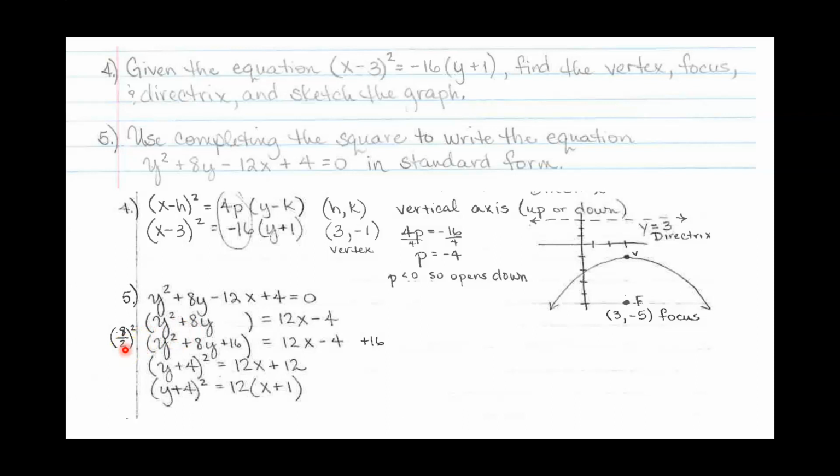Coefficient of the middle term, 8, cut in half would be 4, squared would be 16, so I'm going to add 16. And what I do to one side, I also have to do to the other side. All right, so we added 16 to both sides.